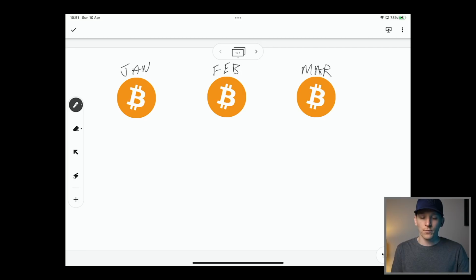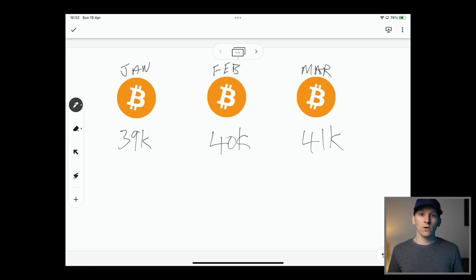So let's say, for example, that you bought one Bitcoin in January, and you bought that for 39,000. And then in February, you bought one again, and that was 40,000. And then in March, 41,000 you bought, right? So dollar cost averaging obviously means that if you bought one in each month, your average price would be the total price divided by 3 coins, because that's how many you bought, and that just happens to be 40k. So that would be kind of a mid-level price.